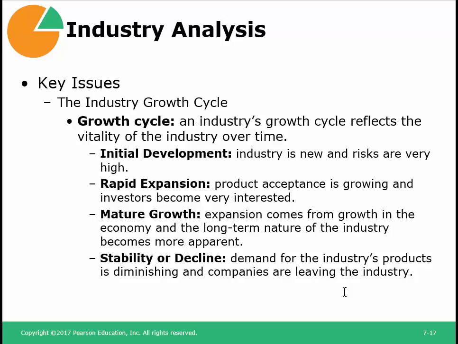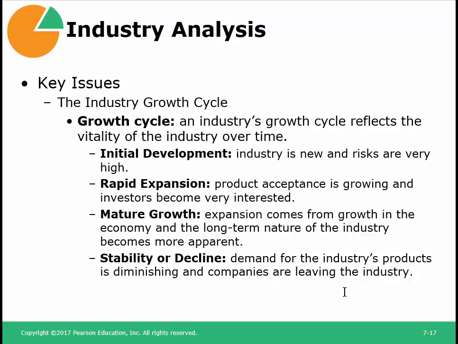So we can look at the industry, or we can categorize industries in a cycle, kind of a pattern, if you will. When industries are very new, they're very risky, right? We refer to them being in initial development, right? As industries mature, as they start to grow, they get into a phase where now they're in something called rapid expansion, right? The product is going to be accepted by more and more people. Investors are going to become very interested. There are going to be some very high opportunities for profit in investing in these kinds of industries.